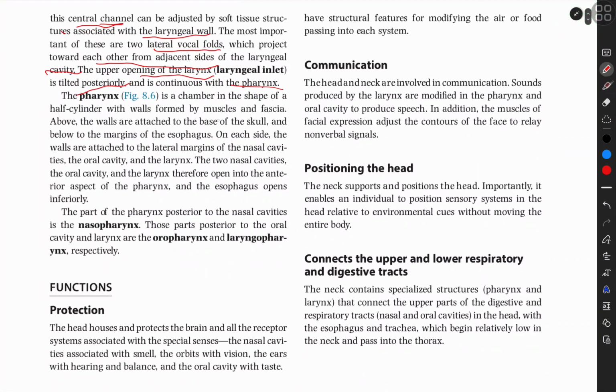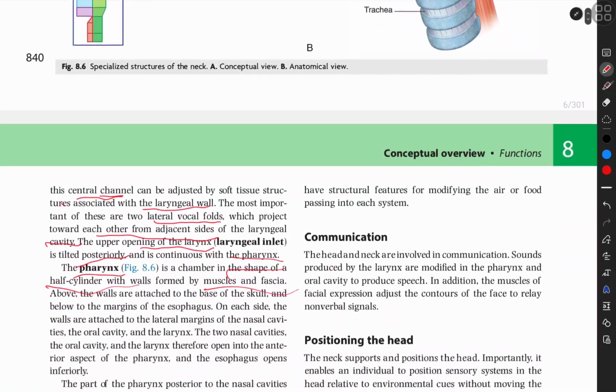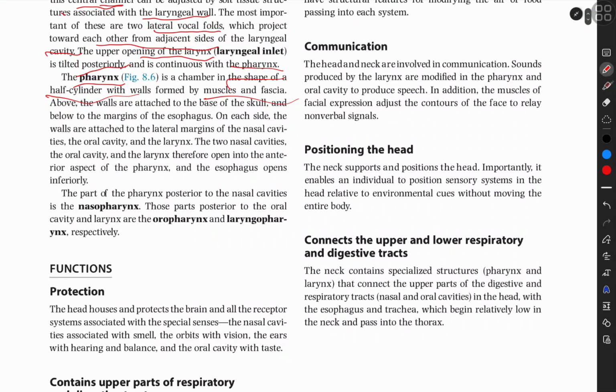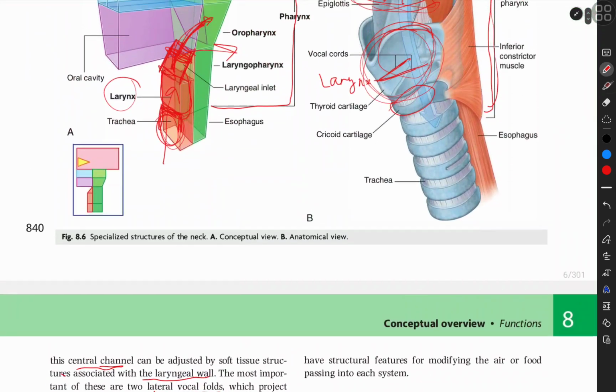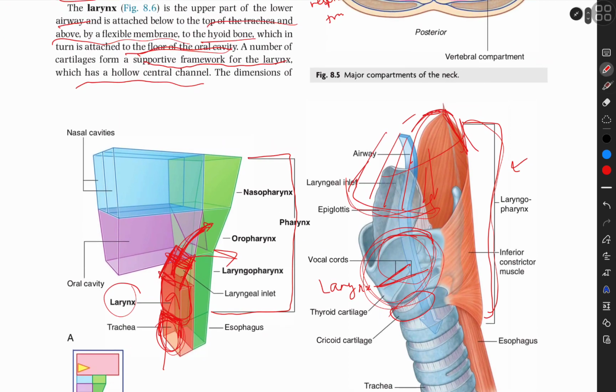The pharynx is a chamber in the shape of a half cylinder with its wall formed by muscles and fascia. This is the pharynx. Above, the walls are attached to the base of the skull, and below to the margins of the esophagus. Here should be the skull, so this is the base of the skull attachment.